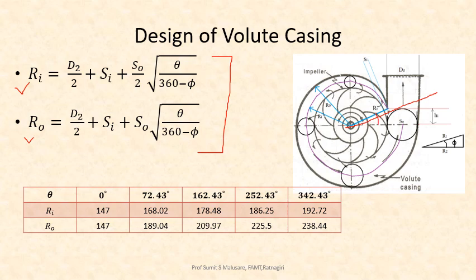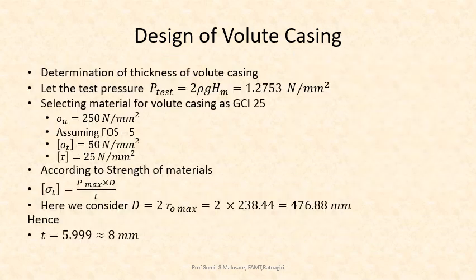So here, not directly 90 degrees, it will be 90 minus this phi, so that comes out to be 72.43, then 162.43 at this point, then at this point 252.43, and at this point 342.43. Now if you put all of these here, I will get the value of Ri and the variation of Ri and Ro. So this is nothing but the design of the volute casing. From this I will get the maximum diameter of the volute casing, maximum radius. Now in the design of the volute casing, the remaining part is the thickness.